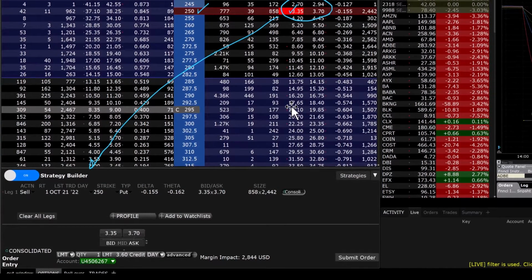We make sure that we are selling a contract until October 21st of 2022. Strike is 250. It is a put. Delta is less than 0.25. Then we make sure that we are selecting the right number of contracts and the right premium. If you like everything, just go ahead and submit your order.